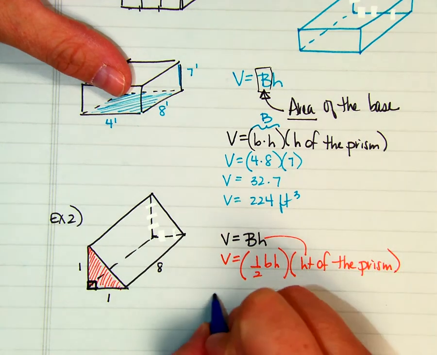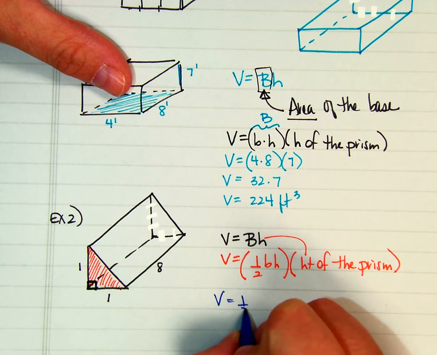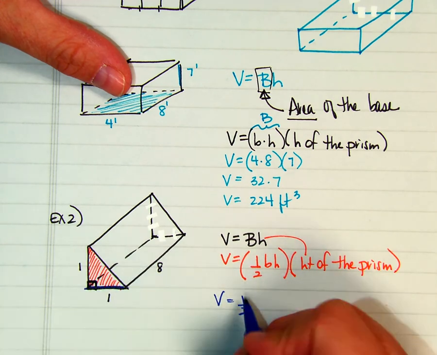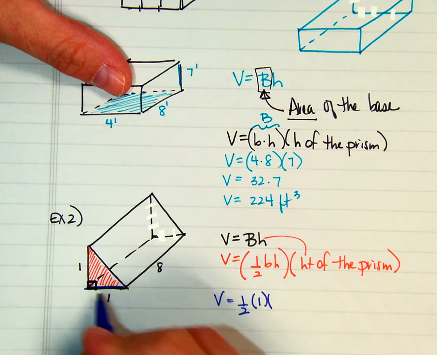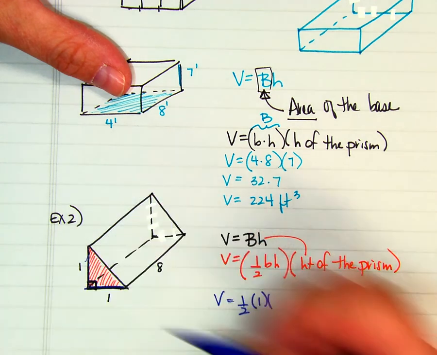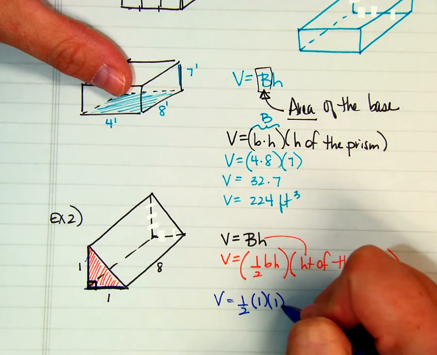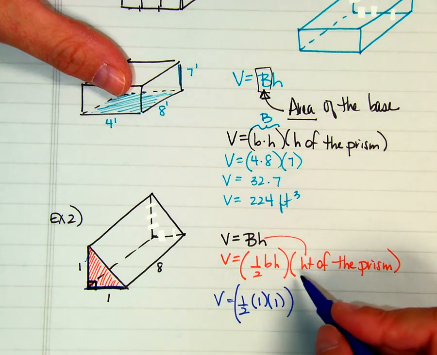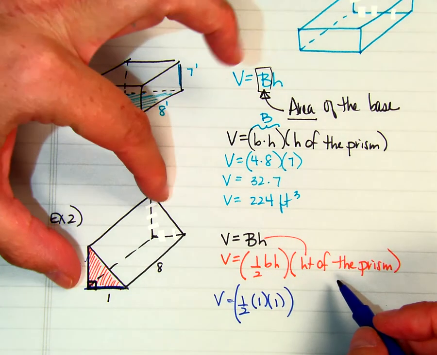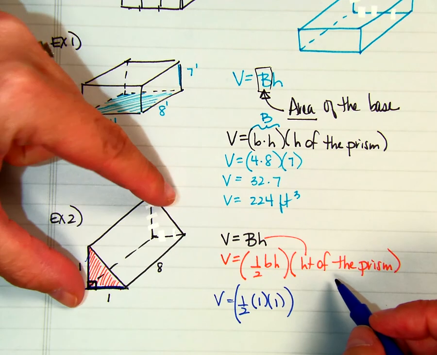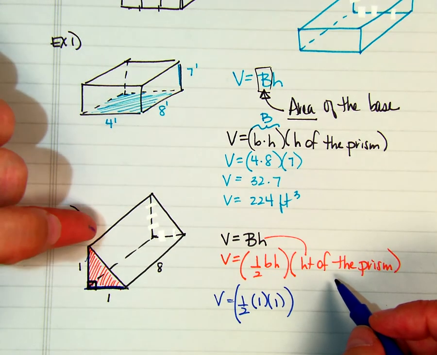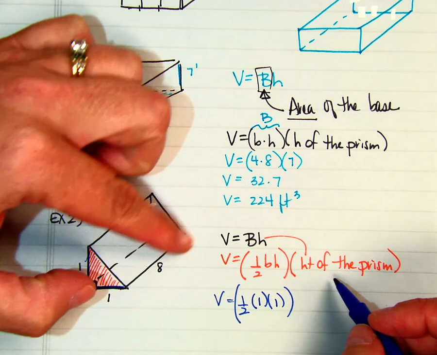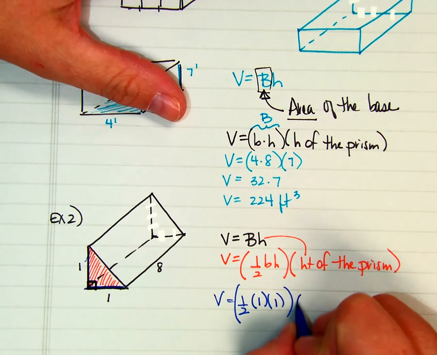So I have V equals 1/2. The base of my triangle is 1, times the height of my triangle is 1. The height of my prism. Now this one kind of gets people. Think of this: if you were to take it and set it on its base, how tall is this going to be? It's going to be whatever 8 units is representing.